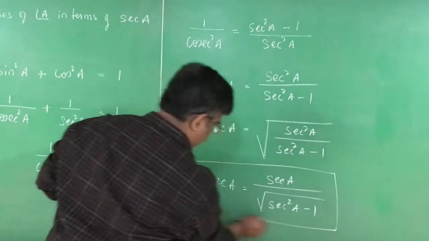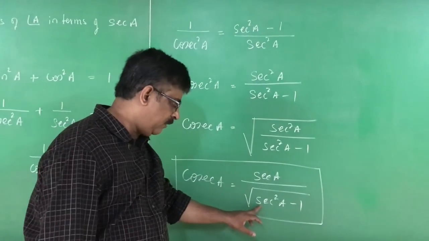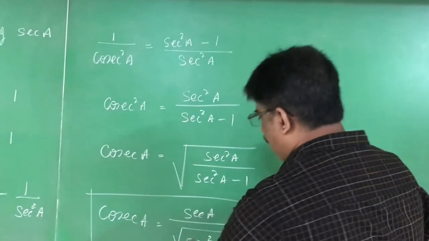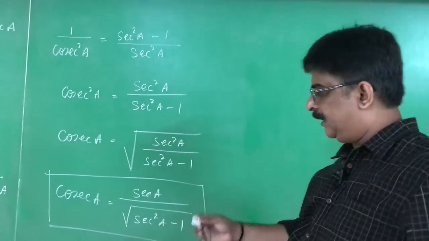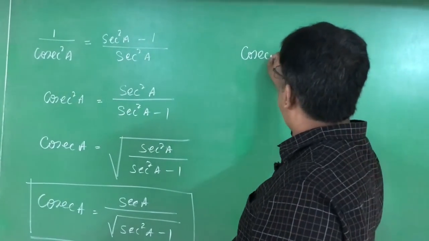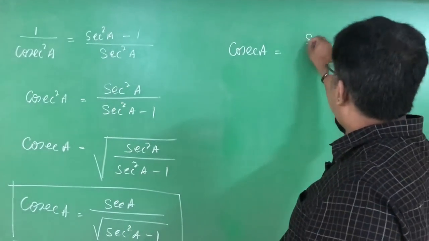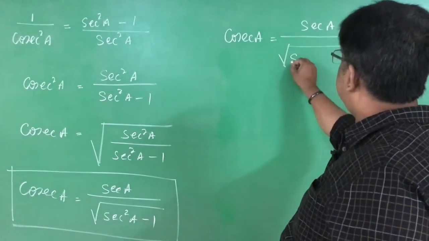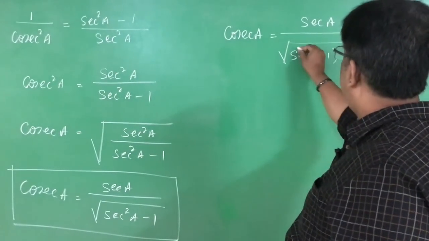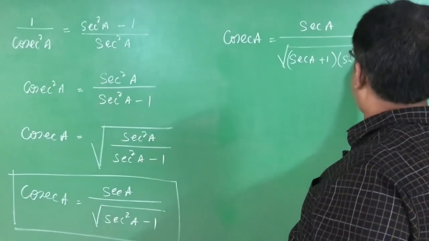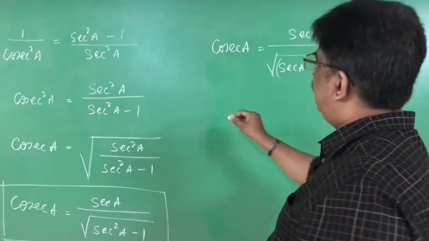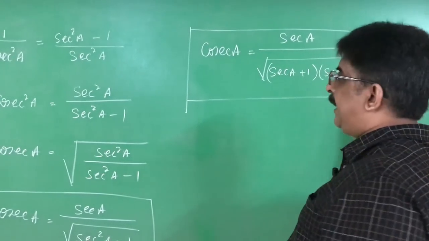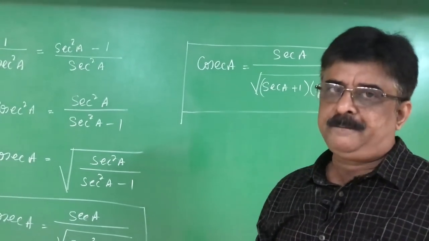Or I can write one more step. Why? Because denominator is in the form of a square minus b square. If you are very good in mathematics, you can do this. Cosecant A is equal to secant A divided by square root of secant A plus 1 into secant A minus 1. See children, these are all problems that make us become expert in trigonometry.